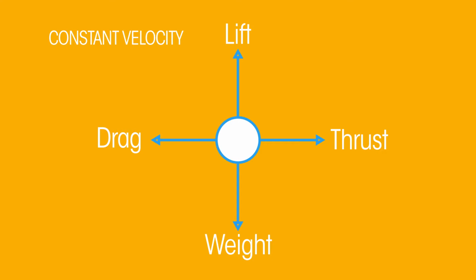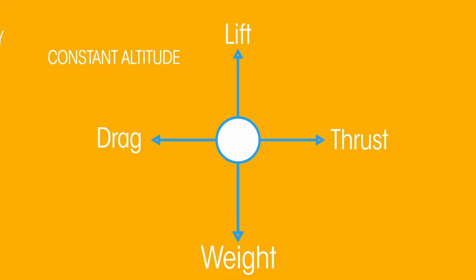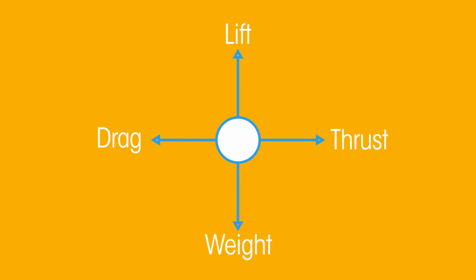Here's a free body diagram for an aeroplane travelling at a constant velocity and a constant altitude. The weight of the aeroplane is acting downwards towards the Earth. The force of the lift acts upwards. The plane is travelling at a constant altitude, so the magnitude of the lift and weight forces must be equal. The force of thrust pushes the aeroplane forwards. But the plane is travelling at a constant velocity, so the magnitude of the drag and thrust forces must be equal.